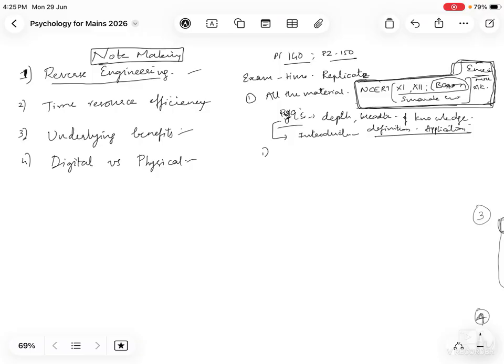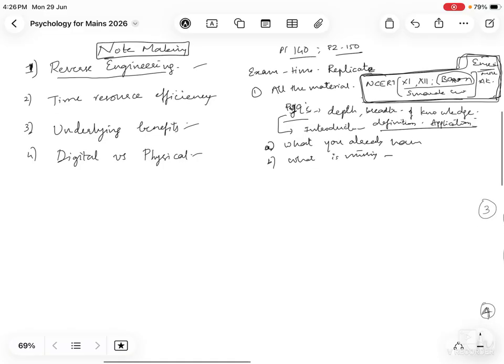तो इसमें भी सब parts लें तो what you already have, what is missing, missing entirely you haven't studied or something. So next, third, is what you think you know and you're not able to recall in the exam.